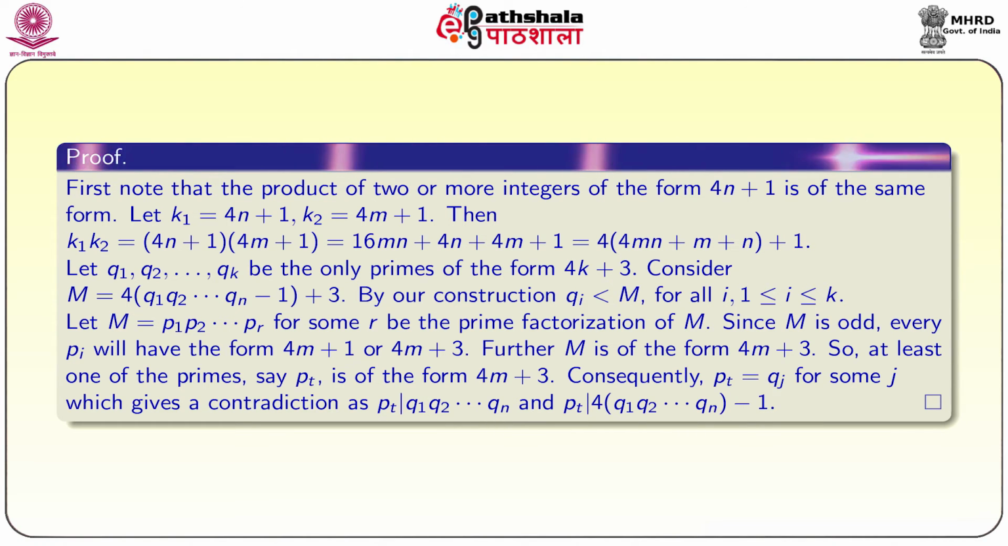So, pt is to be equal to qj for some j, which gives a contradiction, as pt divides q1, q2 and so on qn, and also pt divides 4 into q1, q2 and so on qn minus 1. That means pt divides 1. So, which is a contradiction. That is why there are infinite number of primes of the form 4m plus 3.